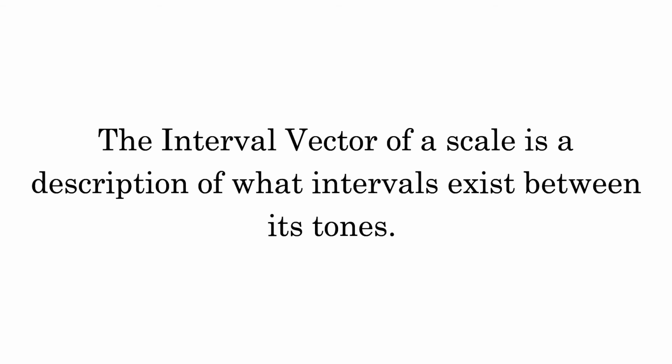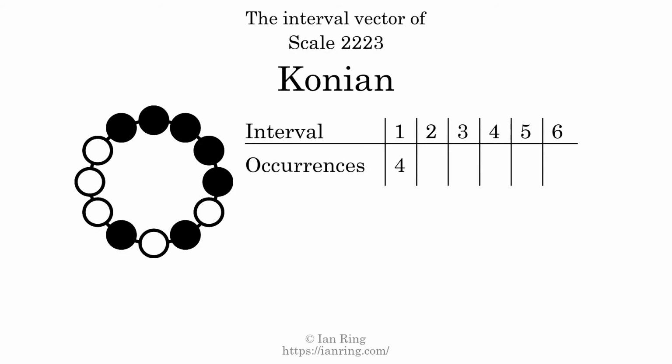The interval vector of a scale is a description of what intervals exist between its tones. There are 4 intervals with the size of 1 semitone. They are here, here, here, and here. There are 5 intervals with the size of 2 semitones. They are here, here, here, here, and here. There are 3 intervals with the size of 3 semitones. They are here, here, and here.